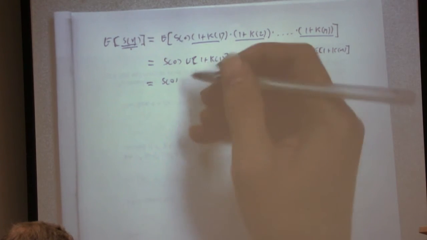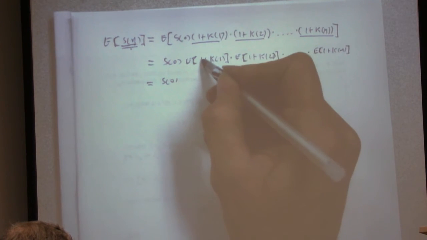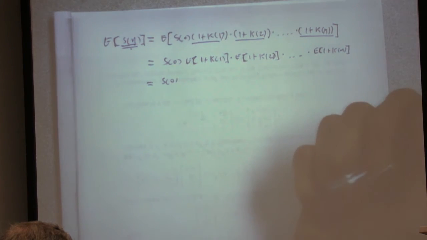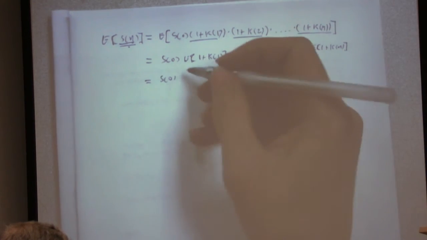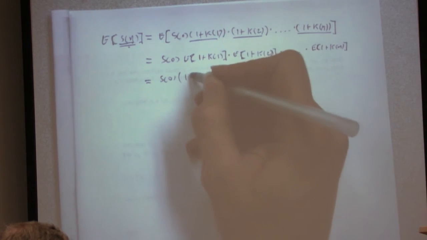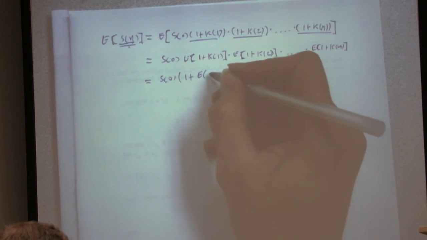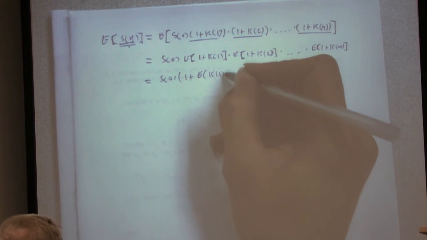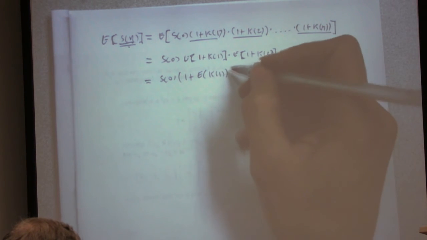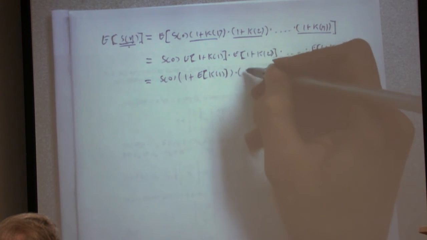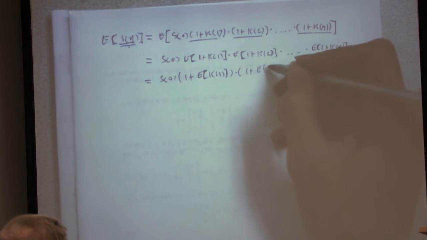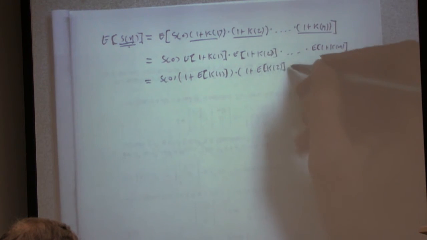Okay, it distributes over sums. And again, another identity is that the expected value of a constant is just itself. So we distribute this over the sum, we get 1 plus expected value of the first return. One plus the expected value of the second return. And so on.